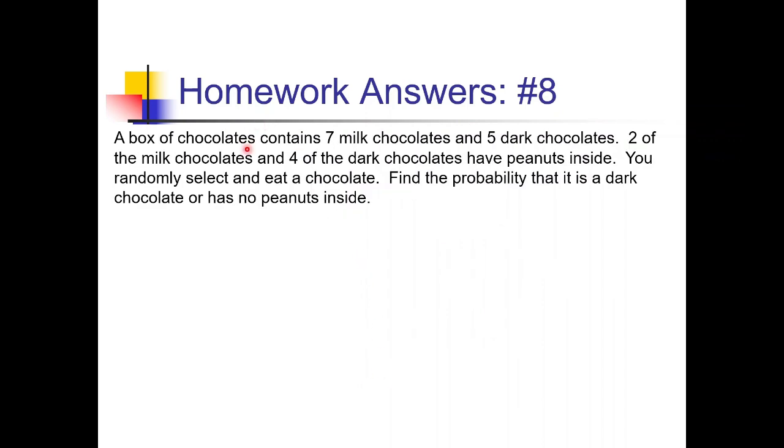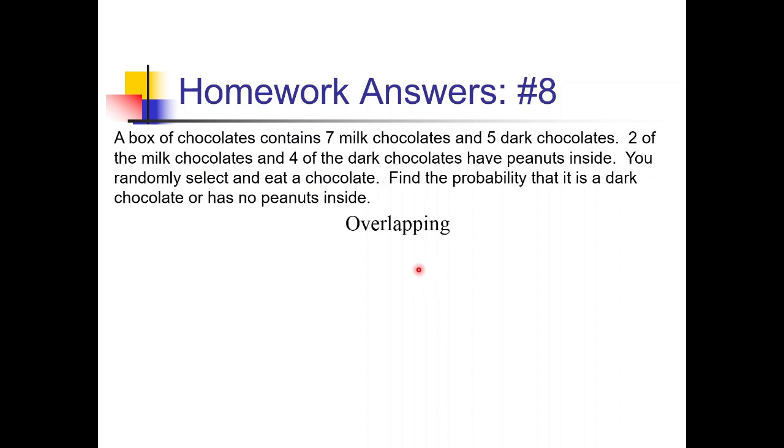On this problem, we have some chocolate going on, a box of chocolates with 7 milk chocolates and 5 dark chocolates. 2 of the milk chocolates and 4 of the dark chocolates have peanuts inside. You randomly select and eat a chocolate. Hopefully you don't have any allergies if you're just randomly doing this. Find the probability it is a dark chocolate or has no peanuts inside. All right, so is there any overlap between dark chocolate and no peanuts? They said there was 5 dark chocolates and 4 of those dark chocolates have peanuts. That means 1 doesn't. So there is some overlap between no peanuts and dark chocolates.